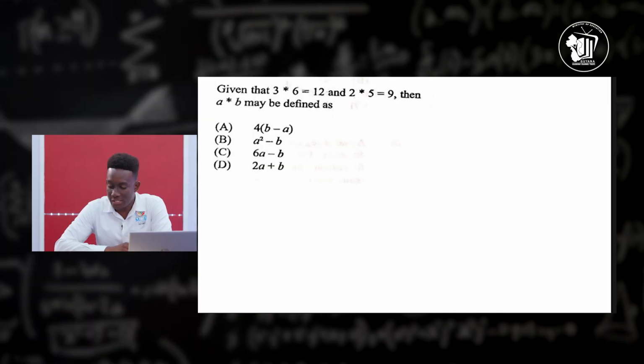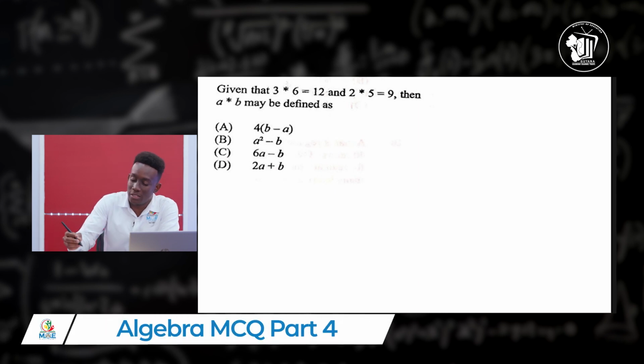So the next one says, given that 3 asterisk 6 is equal to 12 and 2 asterisk 5 is equal to 9, then A asterisk B may be defined as. So in this case, we want to find the binary operation for A asterisk B that will make both of these things true. So what we need to do is some trial and error.